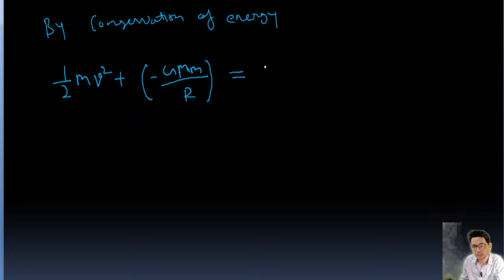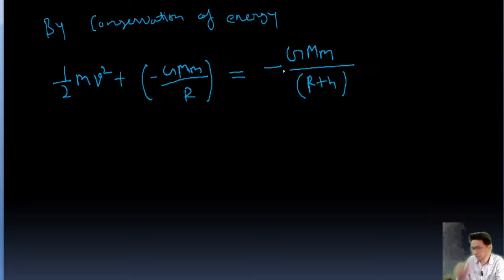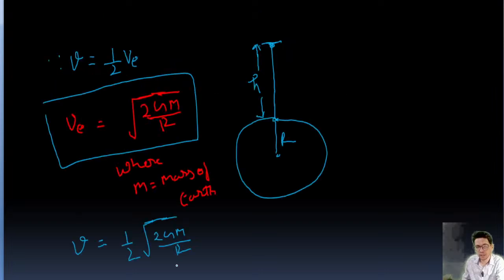Total energy of the system is minus GMm upon R plus H. This you need to note down. This is the total energy formula. If you throw the particle up to height h, then the total energy is minus GMm upon R plus H.